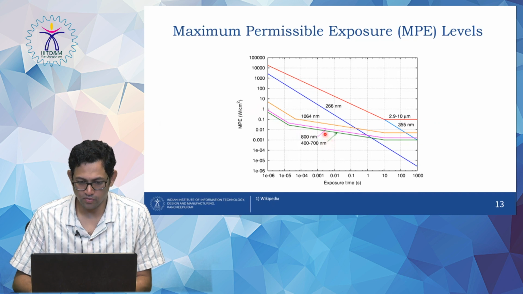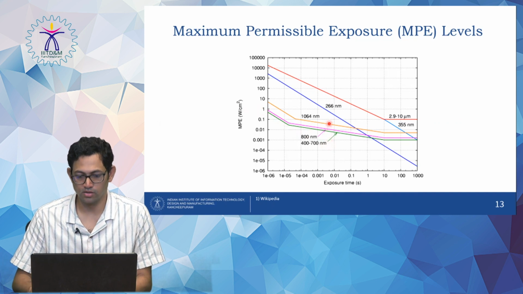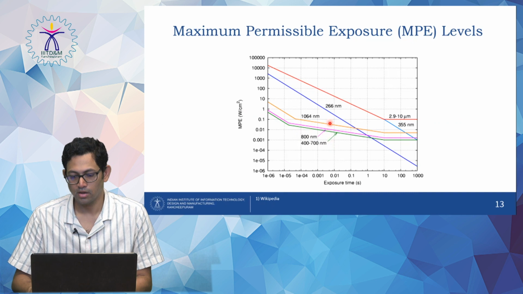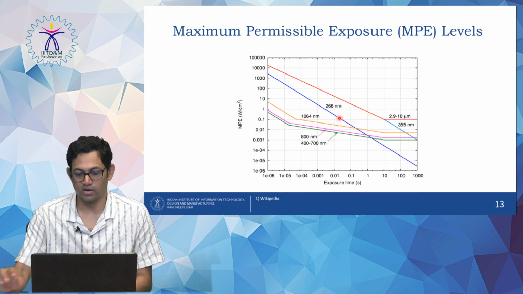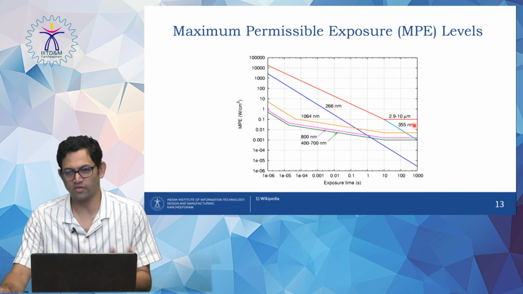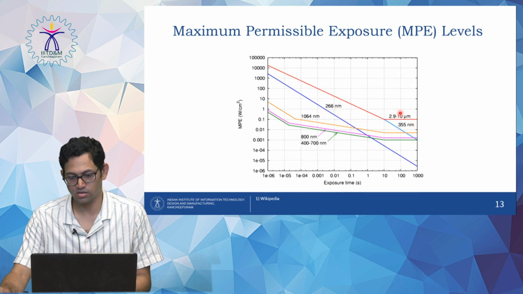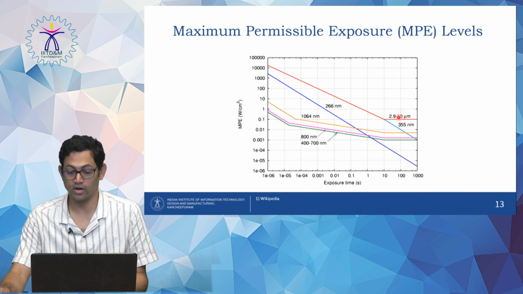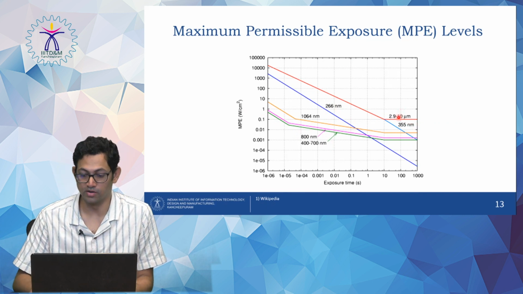So here this is for the 800 nanometers, that is NIR, then you go for infrared, and then you have the ultraviolet. The 266 nanometer is a UV light source, 355 is also a UV light source, and then this is the near infrared to mid infrared regime over here.